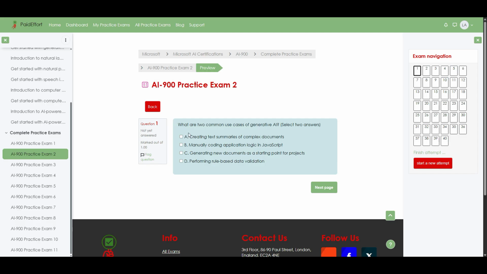The correct answers are A. Creating text summaries of complex documents. C. Generating new documents as a starting point for projects. Let's take a moment to explain why those are the correct answers.